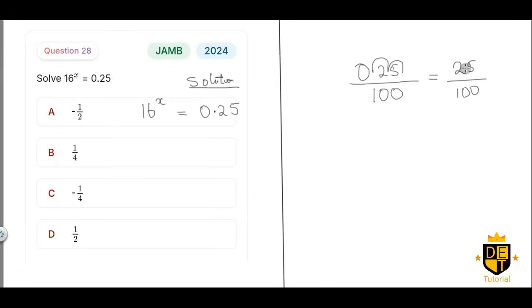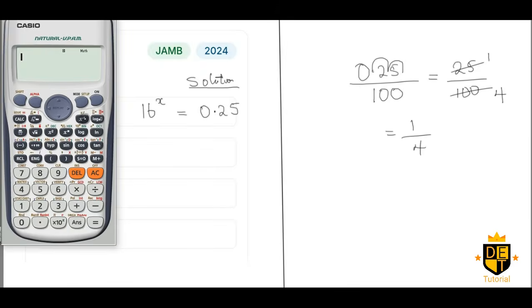So what can divide? 25 can divide these numbers. We'll have to break it down to the simplest number. 25 here is 1, and 25 here is 4. So 25 over 100 is equal to 1 over 4. You should know that 0.25 is the same thing as 1 over 4. If I press 1 divided by 4 in my calculator, it will be equal to 0.25. So 0.25 and 1 over 4 are the same.